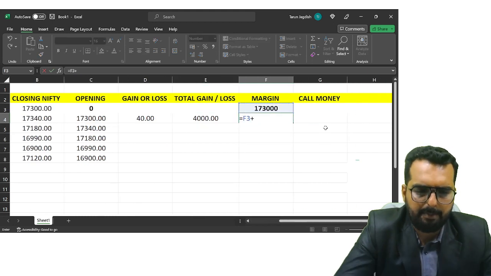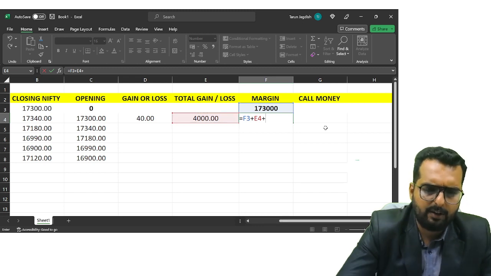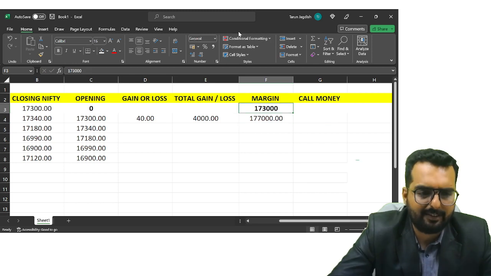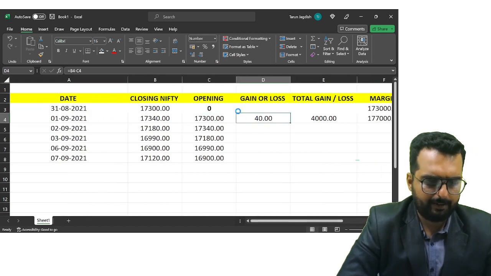So my margin plus my gain or my loss plus whatever money I bring in is going to be my closing margin balance over here. That will become 1,77,000. Now the next day, I can just copy paste this down now.